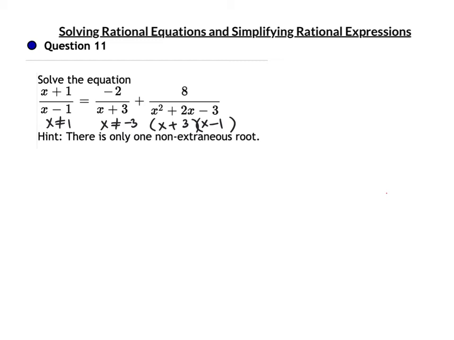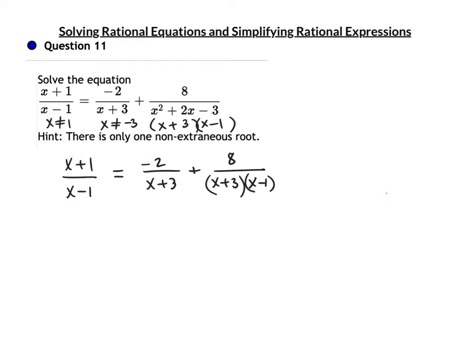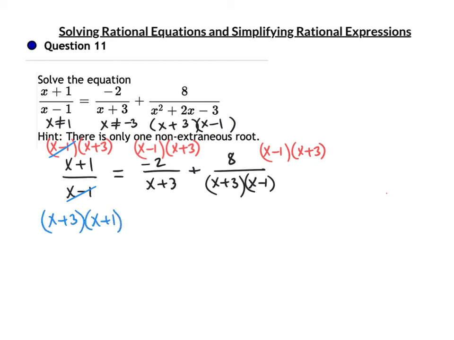Let's write this below. We need to multiply by the common denominator, which is going to be x minus 1 times x plus 3. Multiplying every term by that will cancel out every denominator, which is what we want to have happen. Here we'll cancel the x minus 1's and we get x plus 3 times x plus 1. Here we'll cancel out the x plus 3's and we have negative 2 times x minus 1. We'll cancel out the x minus 1's and the x plus 3's, and we're left with 8.